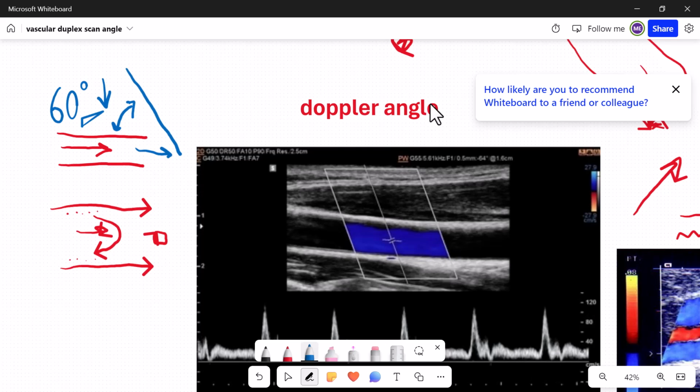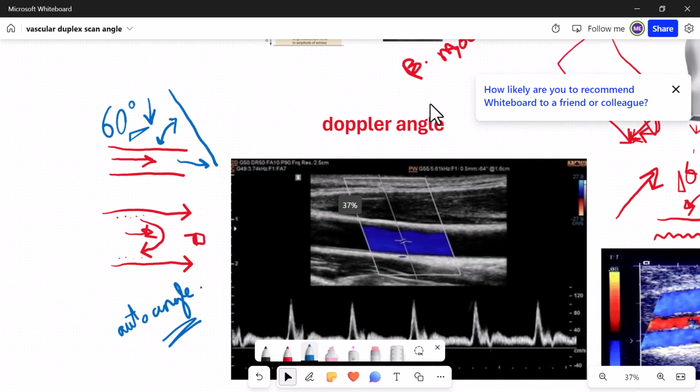How can I do that? All this is done by the machine. You can have what is called auto angle, so the machine will adjust the angle for you, or sometimes you need to do steering, in order to get this parallel to the vessel as much as you can. And this is the Doppler angle between the two items.